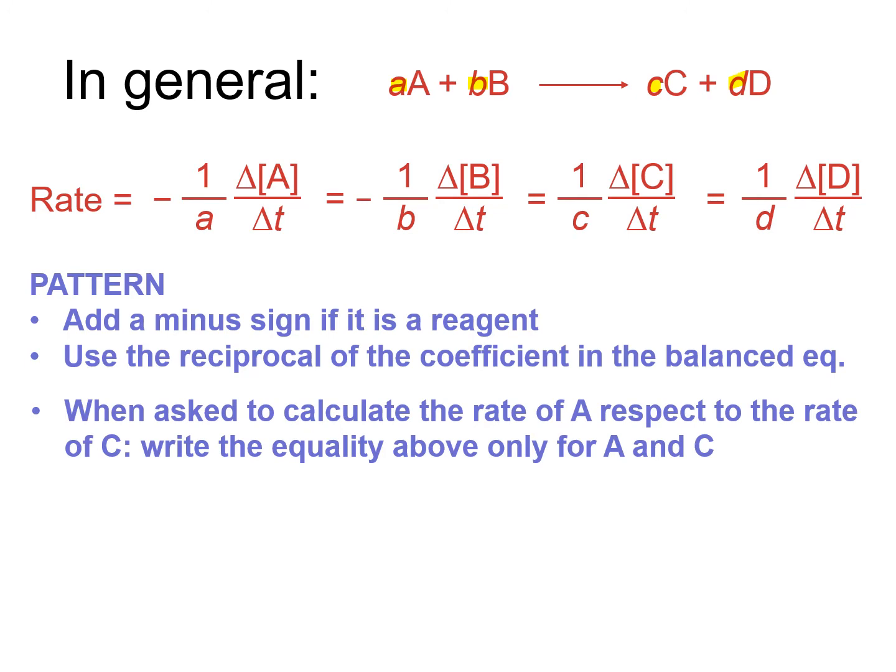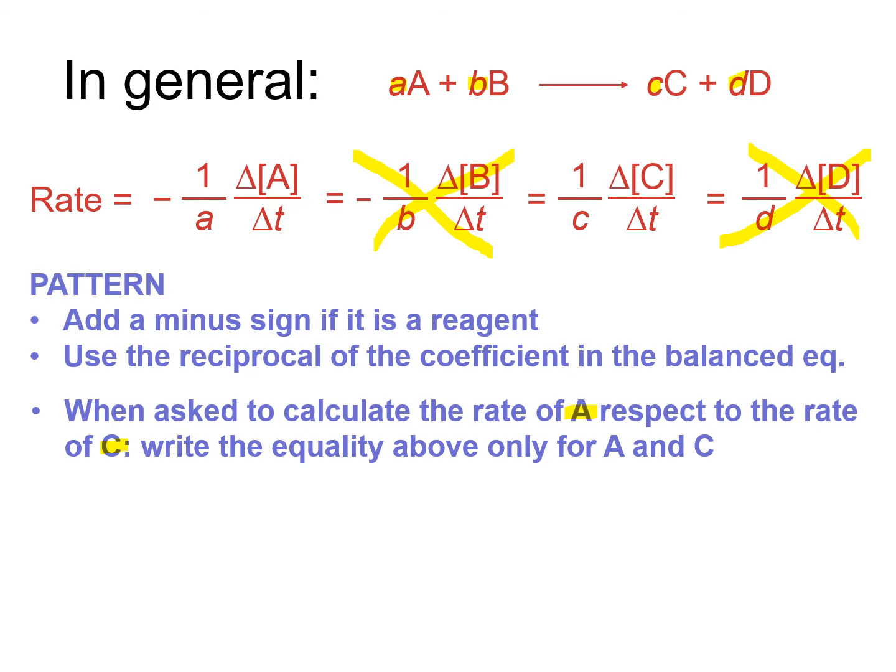Oftentimes you're asked to calculate, so in the question they would pick two specific species, not all four of them. For example, calculate the rate of A with respect to B, or calculate the rate of C with respect to B. In this case, you want to write the equality only for the two species that you're asked about. So, for example, if they ask you to calculate the rate of A with respect to the rate of C, there's no need to write the other parts, so you can just ignore them.